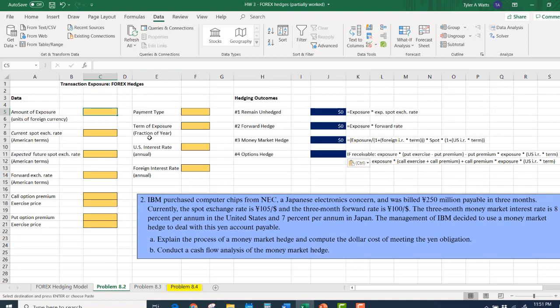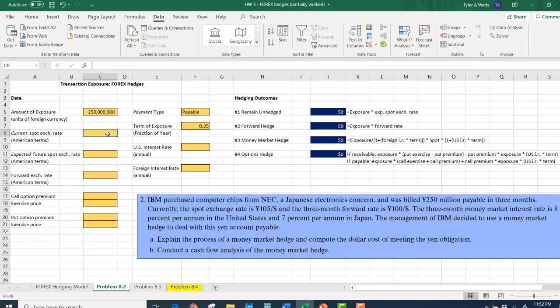Okay, so let's see if we can run this one. It says IBM purchased computer chips from NEC, a Japanese electronics concern, and was billed 250 million yen payable in 3 months. Okay, so let's enter that in. 250 million yen payable. I've already got the validation set here. In 3 months, so that'd be 0.25 years. Currently the spot exchange rate is 105 yen per dollar. So let's plug that in.